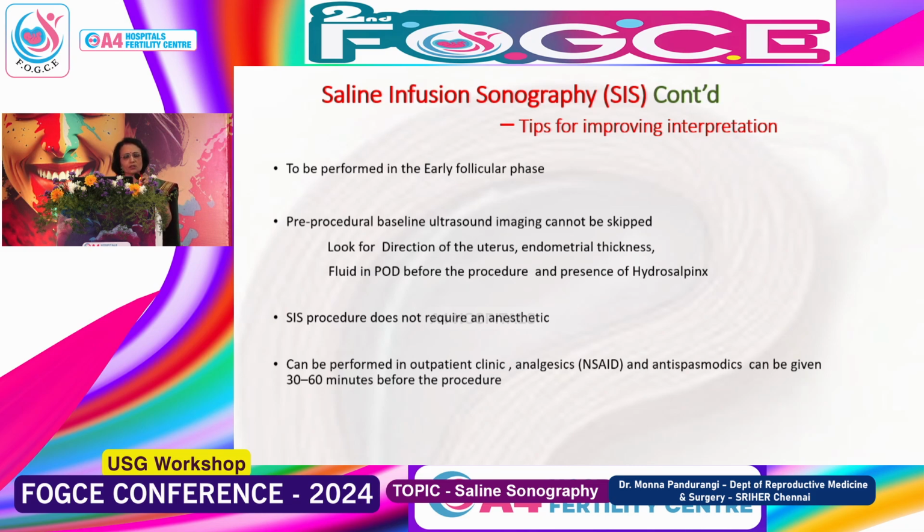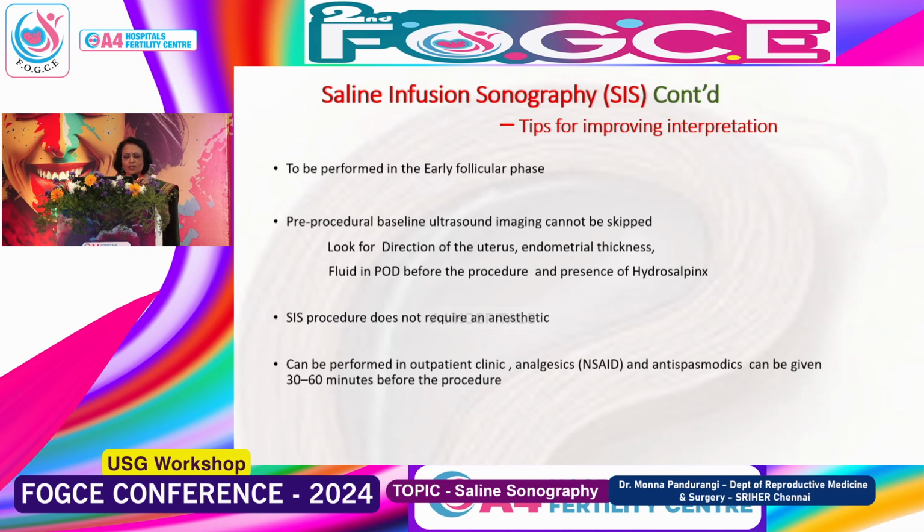Pre-procedure, don't start off just painting and putting a catheter and then starting. First, before that, we should do a baseline ultrasound. A pre-procedural baseline ultrasound imaging cannot be skipped. Look for the direction of the uterus. It helps us in putting the catheter properly. Look for fluid in the POD before the procedure and presence of hydrosalpinx, which if you have not seen, you may misinterpret it later. Because if the fluid is already there, you cannot comment on the tubal patency.